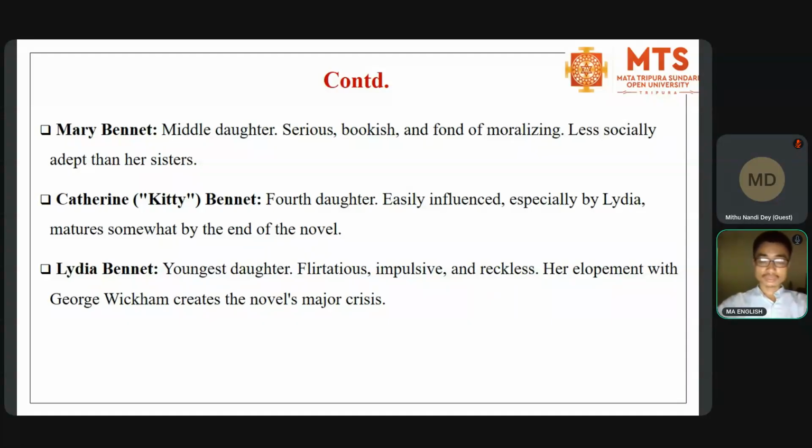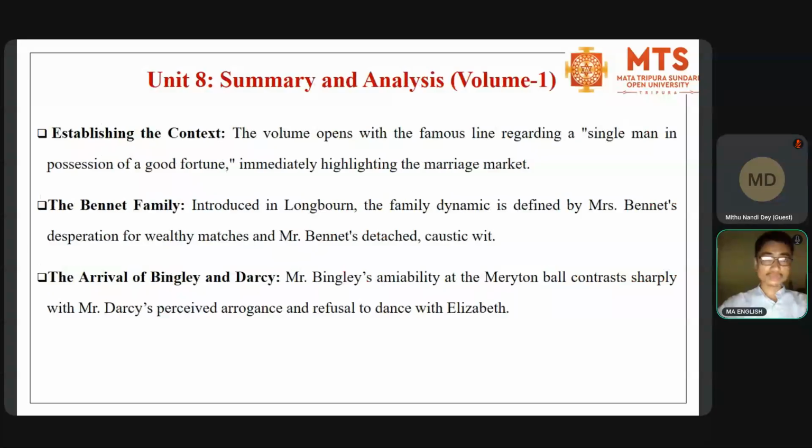So these are the Bennett family. Let us begin with the storyline, the summary. In volume one, we are establishing the context. The first point is Mrs. Bennett's tension.